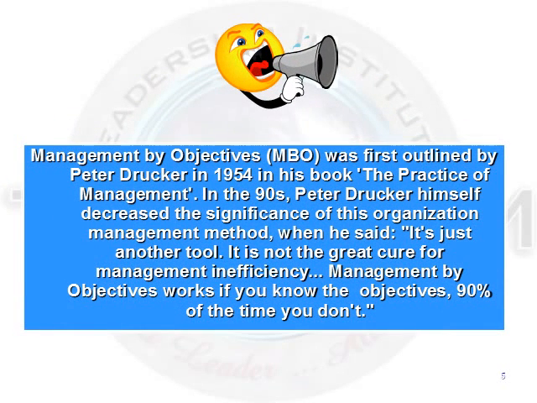Management by Objectives, MBO, was first outlined by Peter Drucker in 1954 in his book, The Practice of Management. In the 90s, Peter Drucker himself decreased the significance of this organization management method when he said, "It's just another tool. It's not the great cure for management inefficiency. Management by Objectives works if you know the objectives. 90% of the time, you don't."